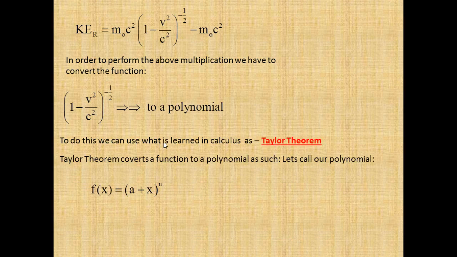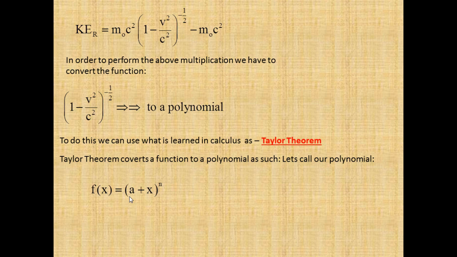To do this, we can use what is learned in calculus as Taylor's theorem. Taylor's theorem converts a function to a polynomial as such. Let's call our polynomial a plus x to the power of n. Here is our function: 1 minus v squared over c squared raised to the power of minus 1/2.